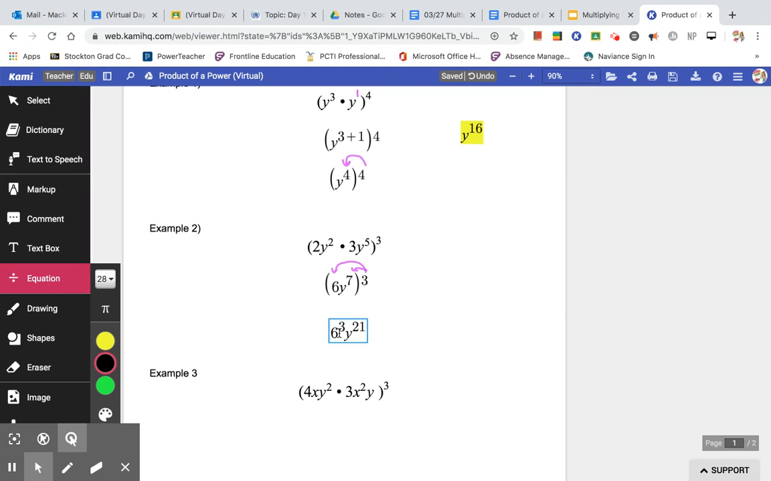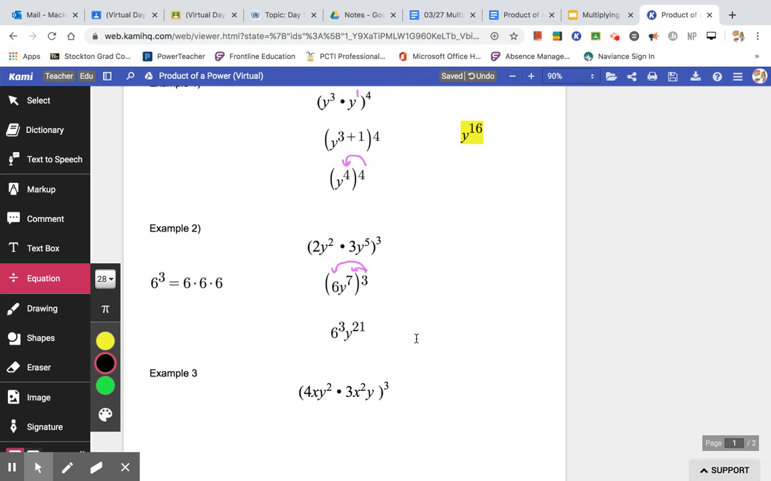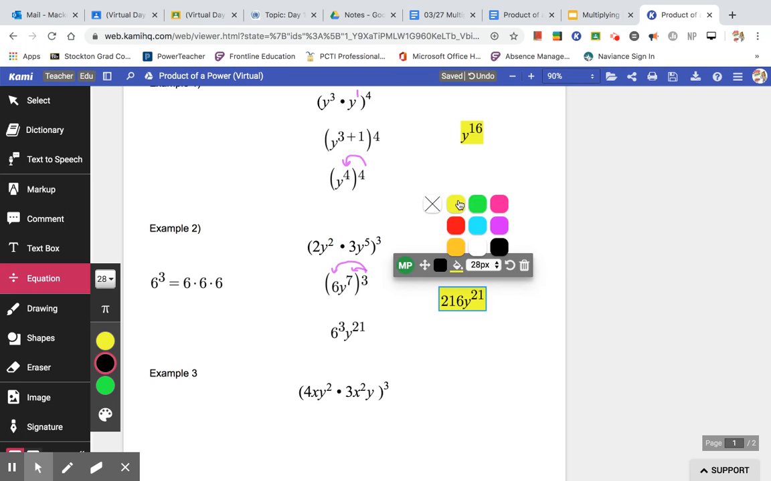And then we do want to remember that 6 cubed is not, again, 6 times 3. 6 cubed actually means 6 times 6 times 6. So you do want to keep that in mind. You don't want to write 18. 6 times 6 times 6 actually becomes 216, and then we keep the y to the 21st. So this is going to be our final answer here.